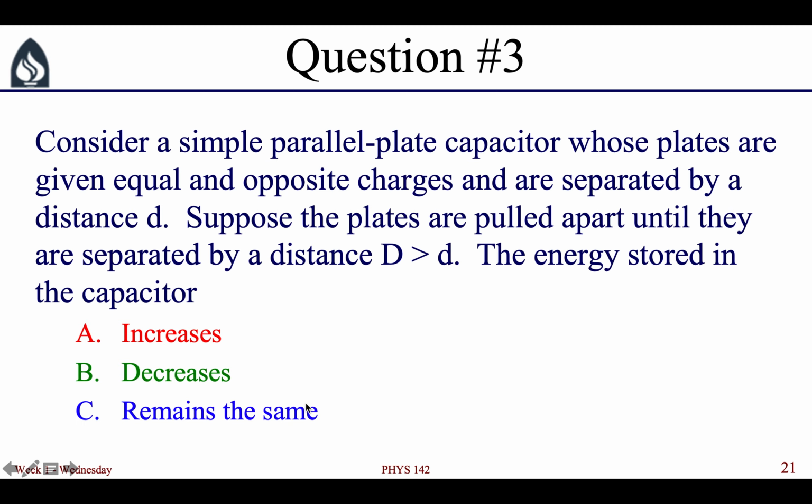So next, let's consider this question. Consider a simple parallel plate capacitor whose plates are given equal and opposite charges and are separated by a distance d. Now suppose the plates are pulled apart until they are separated by a distance of d, which is greater than the initial separation distance. Will the energy stored in the capacitor increase, decrease, or will it remain the same?